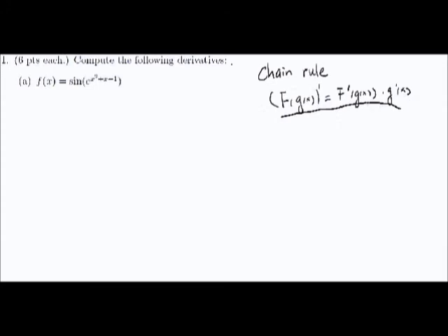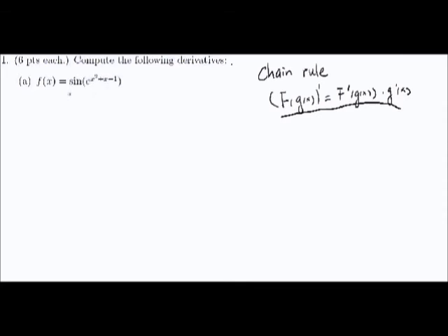Okay, let's use this example here. We have sine of e to the x squared plus x minus 1. So how many functions are there? Three functions. Number 1 is the sine function. Number 2 is the e to the power of x function. And the third one is the polynomial function x squared plus x minus 1.